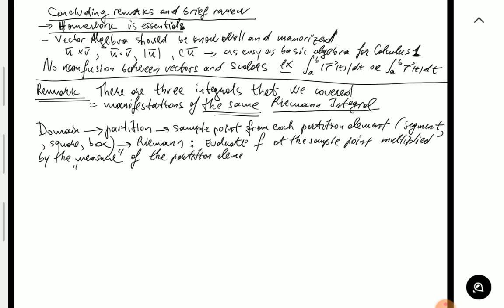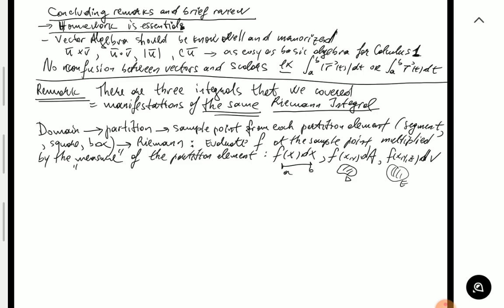Now, what is the measure of the partition element? If it's a segment, that's going to be the length of that segment, hence the notation dx. If it's a double integral, if the domain is a region in the plane, the measure of the partition element is an area, hence the notation dA. And if it's a solid for a triple integral, the measure of the partition element is a volume, hence the notation dV.